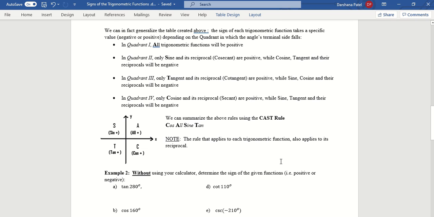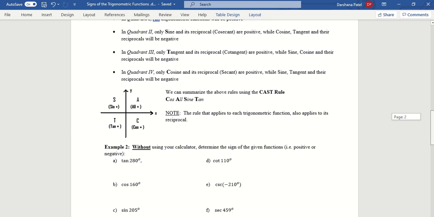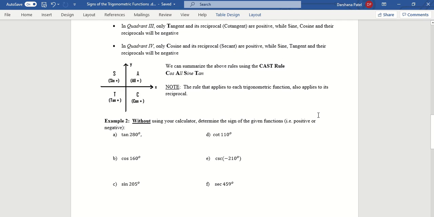So let's try to practice this, see some examples with this rule. Without using a calculator, we want to decide what the sign of these trigonometric ratios will be. We don't care about the number, we just care about the sign.